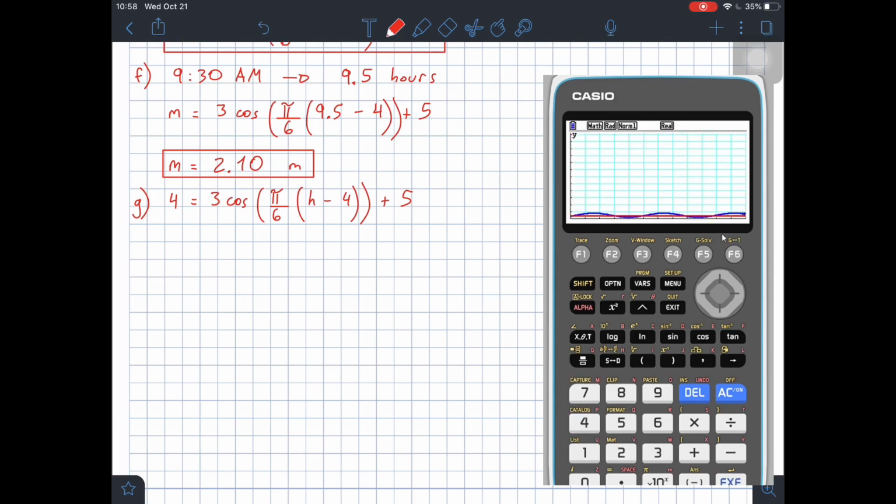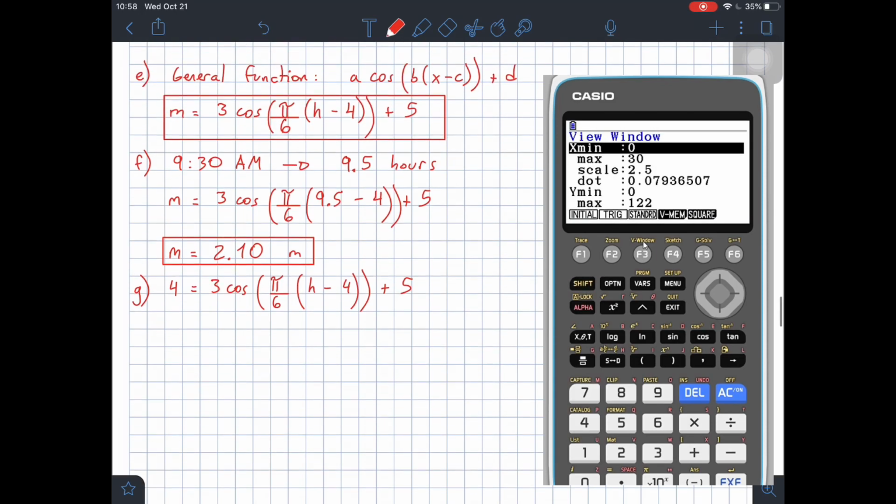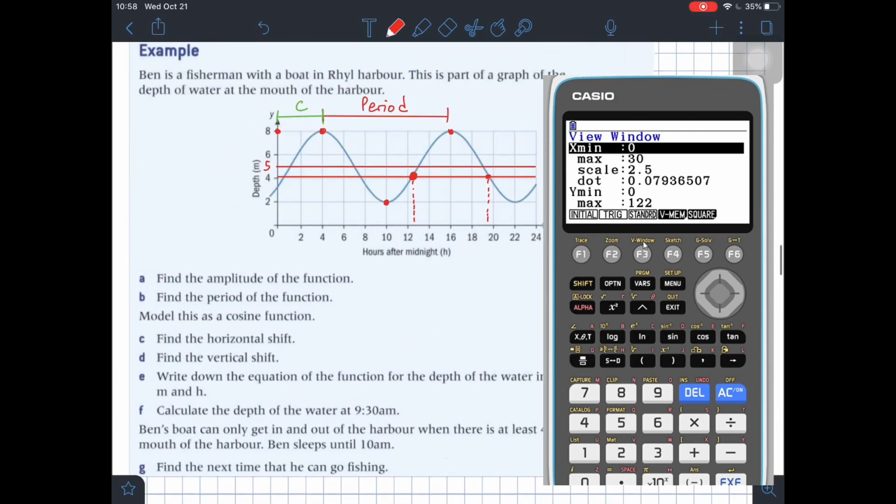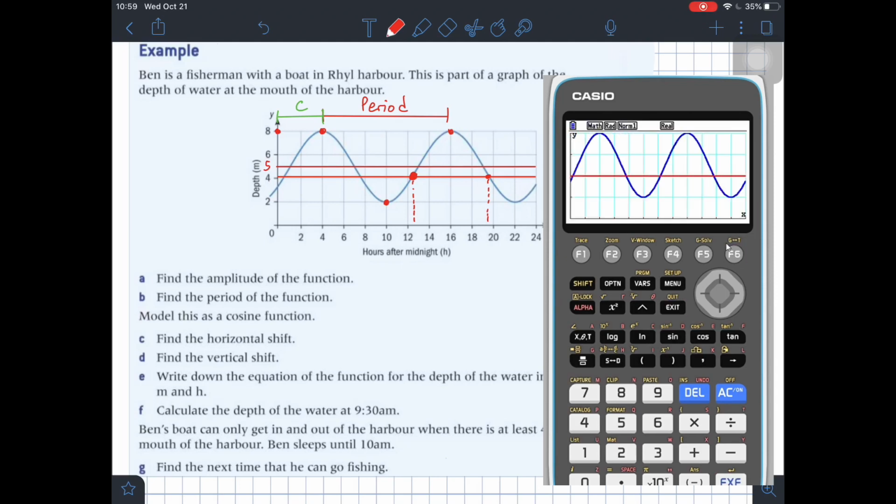And we draw this. Probably we won't have the graph clear there, so we will need to change our scale, Shift, V-Window. In this particular case, our minimum value of x would be 0. The maximum would be 24, and our scale is 2. Then the minimum value of y is again 0. The maximum value is 8, as we can see in the graph, and the scale is 2 again. So then we can draw this and we're going to get a much clearer view of the situation. So we have the depth of the water, which is a blue curve, and then y equals 4, which is a straight red line over there.